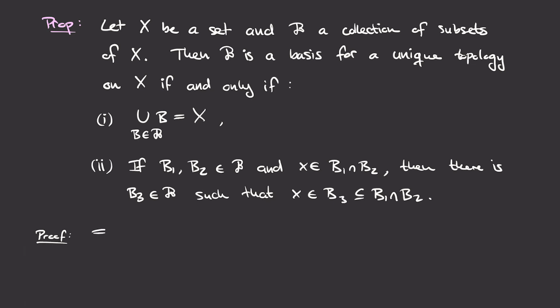Now let's move on to the other direction, which is a bit more involved to prove. So we suppose that X is just some set, and that this B is just a collection of subsets of X. So in other words, this B is a subset of the power set of X. And now we assume that these conditions 1 and 2 hold.